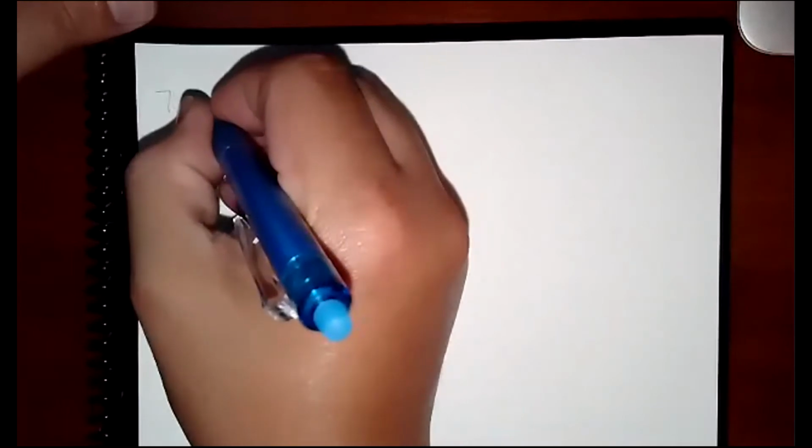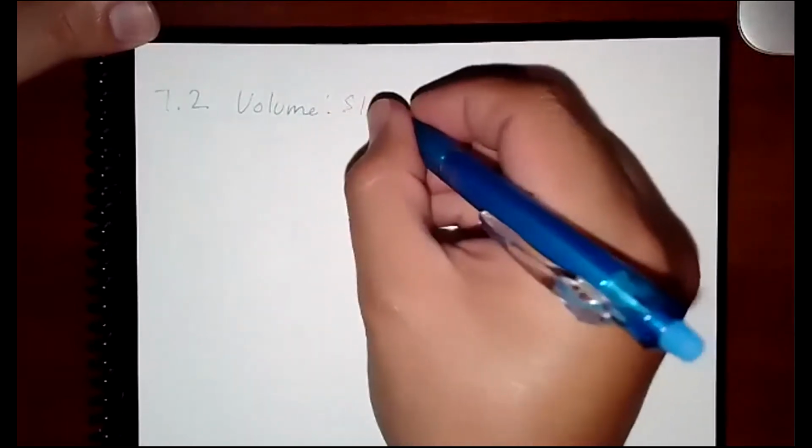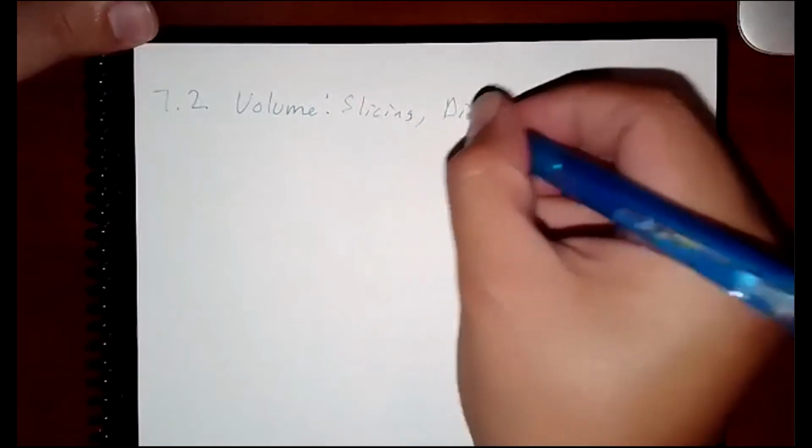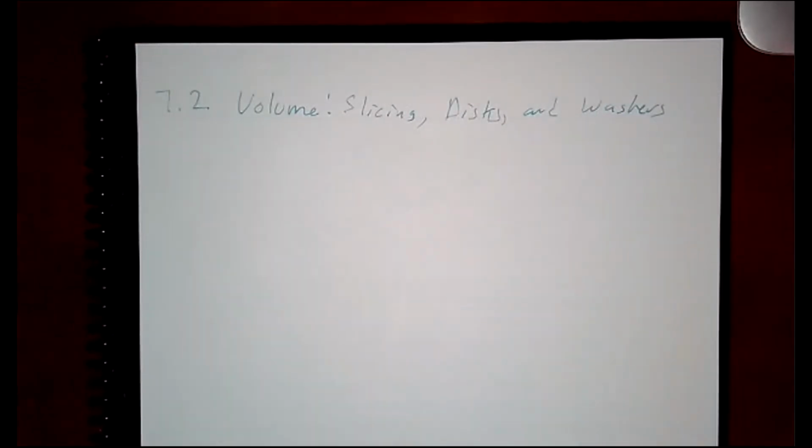Okay. So 7.2. Volume. Slicing discs and washers. Okay. One moment.